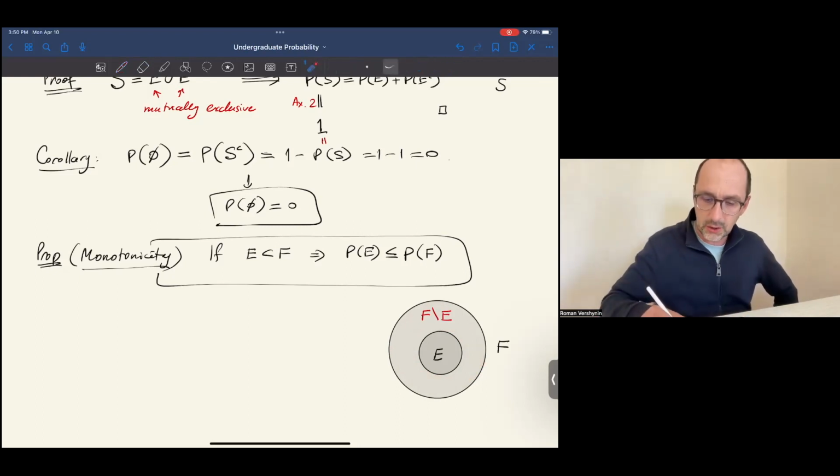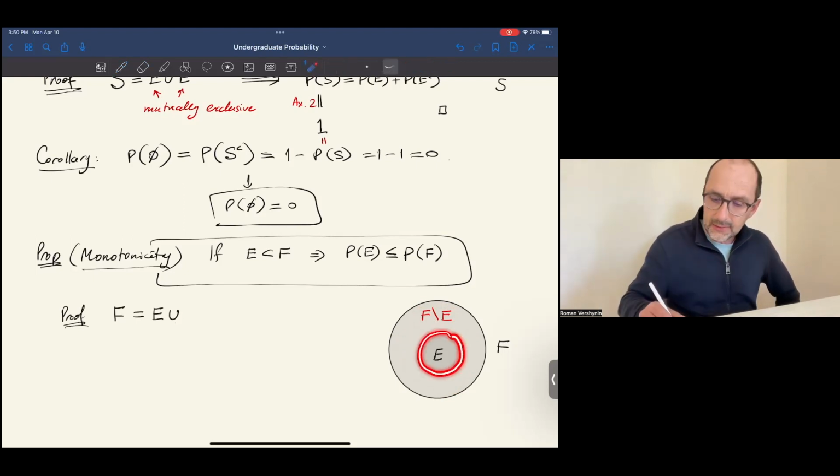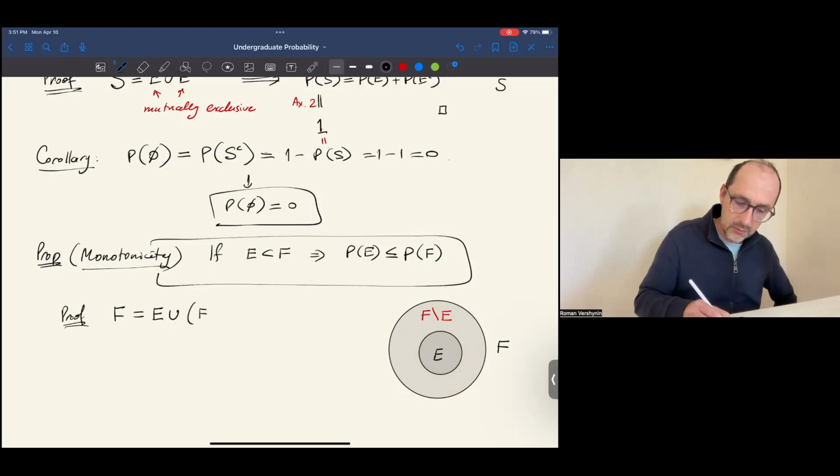Indeed, the definition of the set minus operation makes F minus E consist of all outcomes that are included in F but are excluded from E. F breaks down into the union of E and F set minus E. And these two events are mutually exclusive.